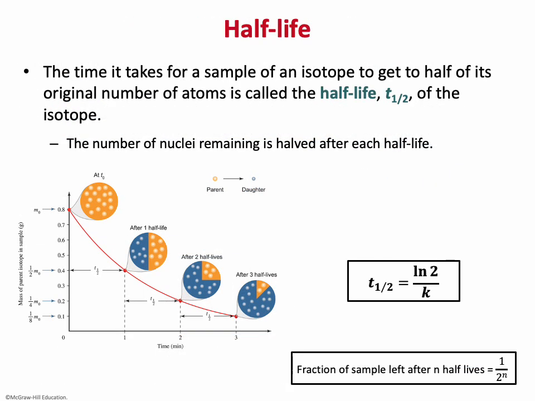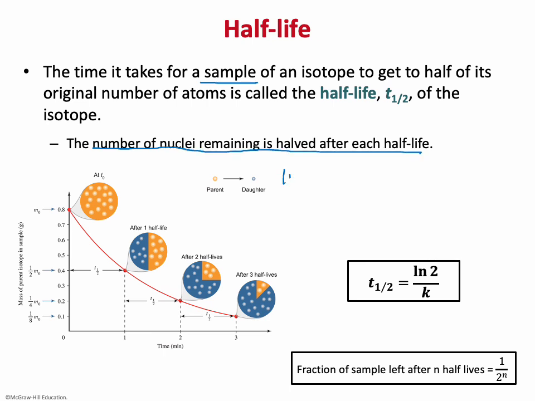Half-life simply means that if you take a sample, the time that it takes for half of this original sample to disintegrate is called the half-life of the particular sample. So every half-life, half of the sample is disintegrated or decayed. So the number of nuclei remaining is halved after each half-life.